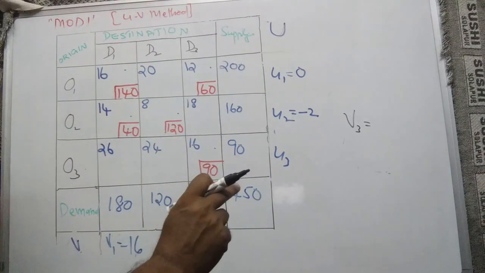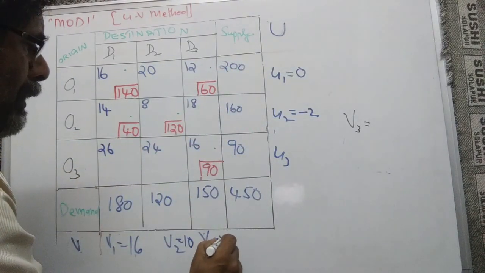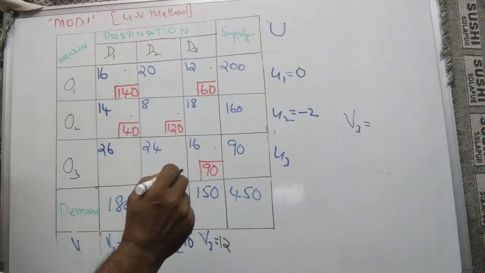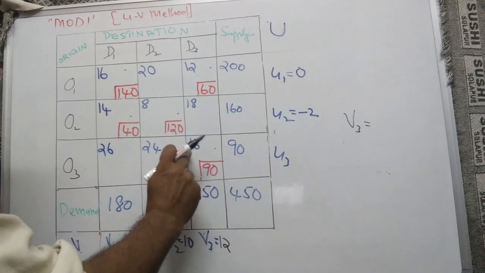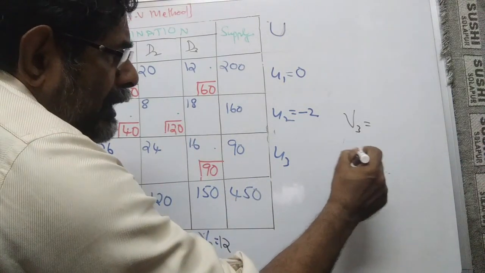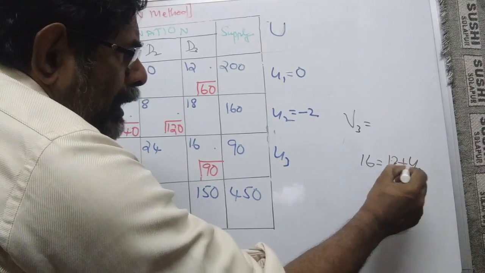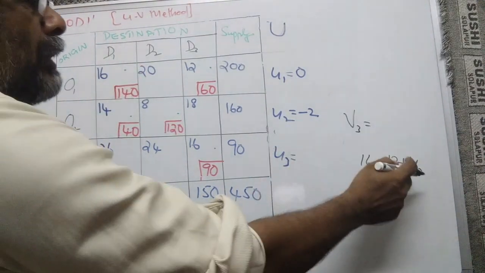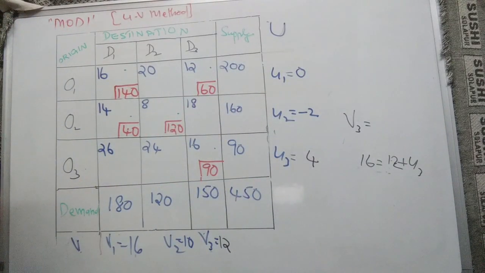Then V3 is equal to 0 plus 12. So V3 is 12. What is U3? Something plus 12 is totally 16. 16 is equal to 12 plus U3. Therefore, U3 is 16 minus 12, which is 4. So, all coefficients are determined using the cost coefficients of the allocated cells.